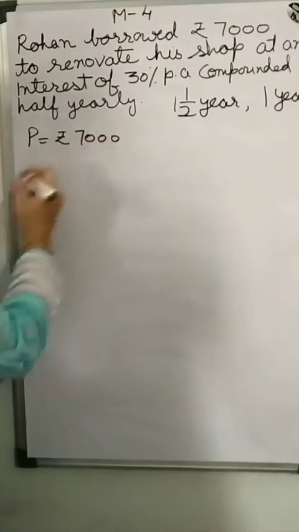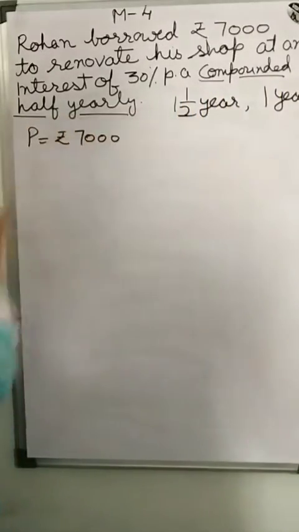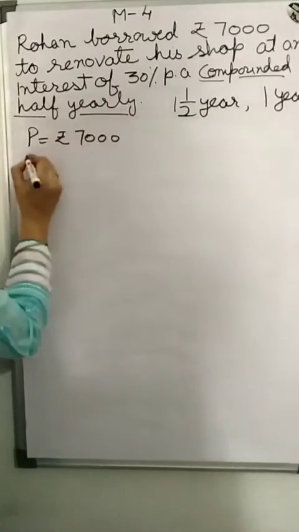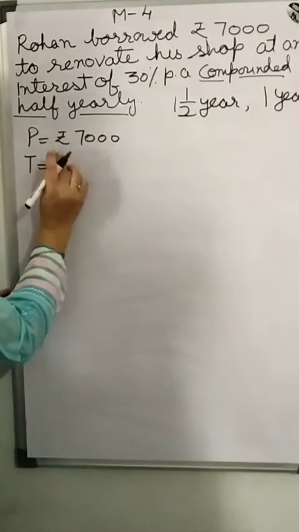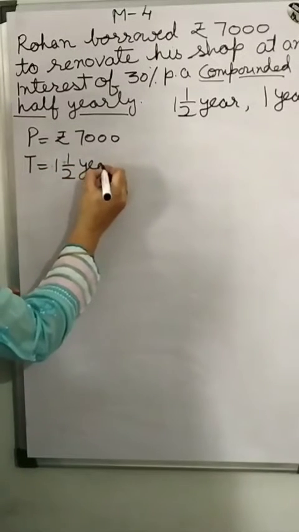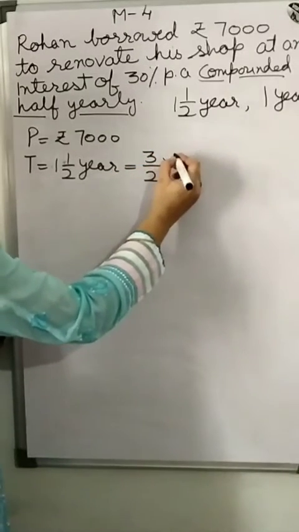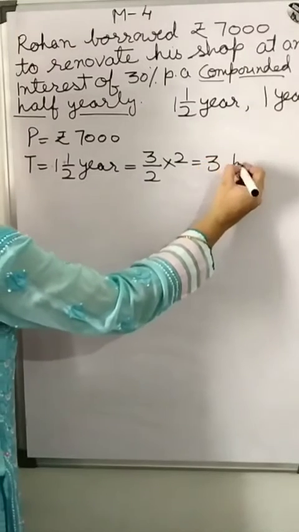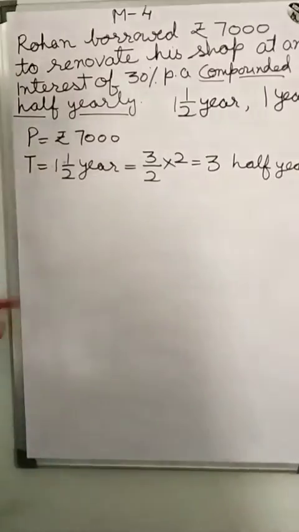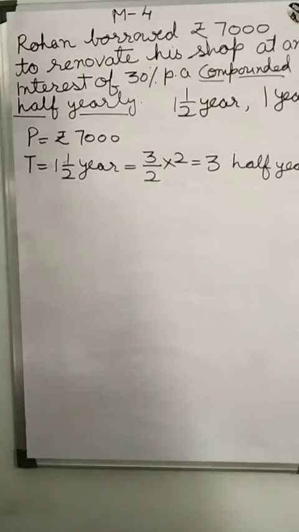Principal is equal to 7,000, it is given, and it is compounded half yearly. So 1.5 years we have to calculate. First we calculate it for 1 year and 1.5 year. 1.5 year means 3 by 2 into 2, which is equal to 3 half years, and 1 year means 2 half years.